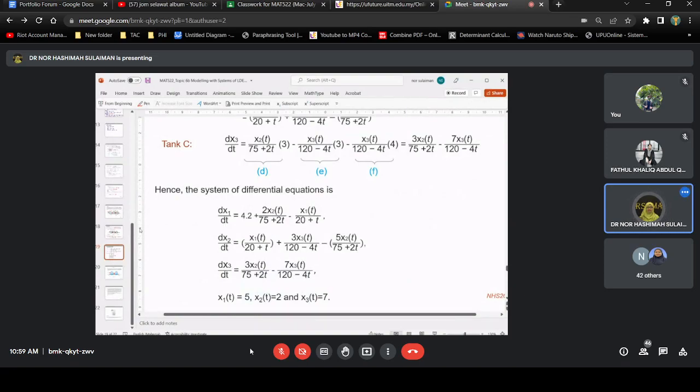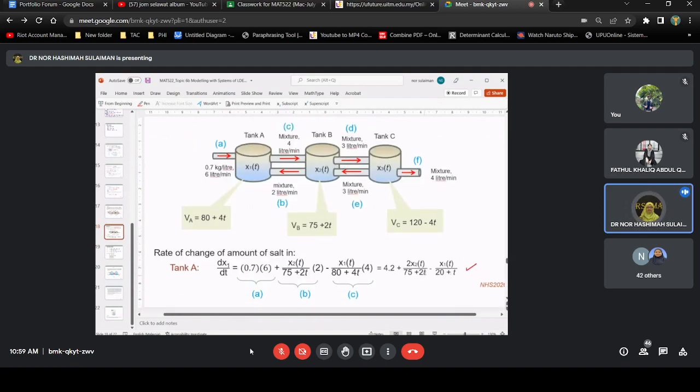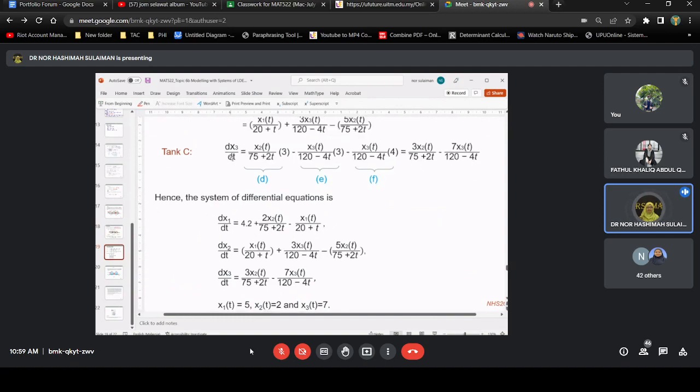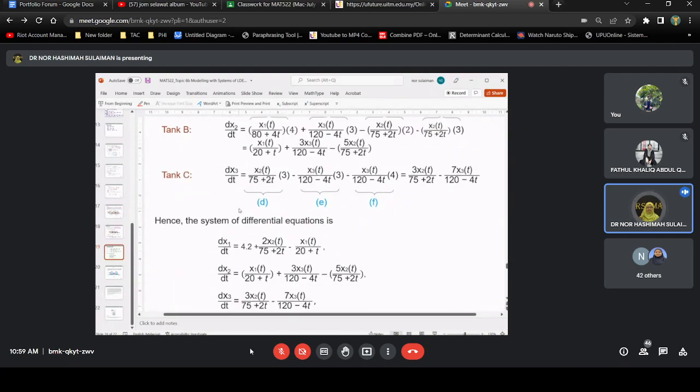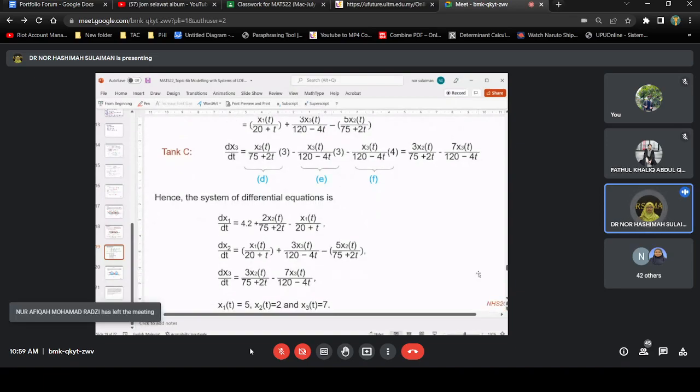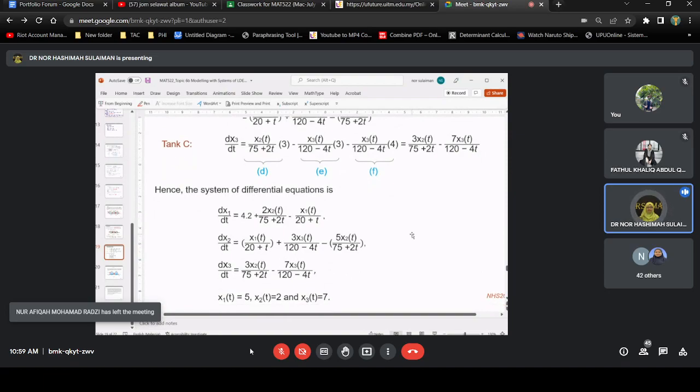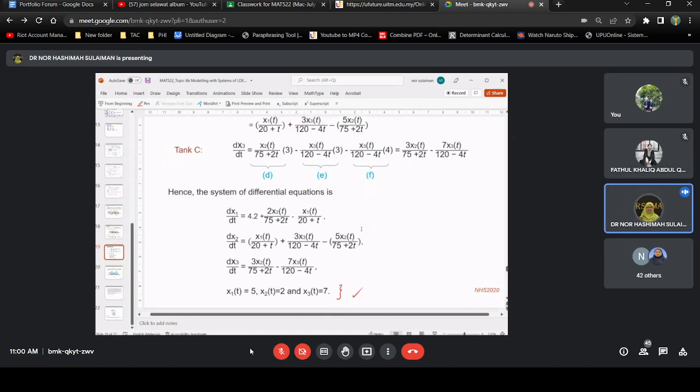The dx1/dt comes from yang ini, alright? And then seterusnya kita ada dx2/dt dengan dx3/dt, dia akan jadi benda ni lah. Tuliskan je semula dan subject to the initial condition. Ini penting. Bila you come up with the model, make sure this one is clearly written. Okay, kalau tak, tolak markah. Tolak 1 markah. 1 markah tu berharga, jangan nak sedekah-sedekahkan markah tu. You kena tamak lah markah kan. Jangan take the chance to subtract marks walaupun 1 markah. Okay, boleh faham? Senang je kan?